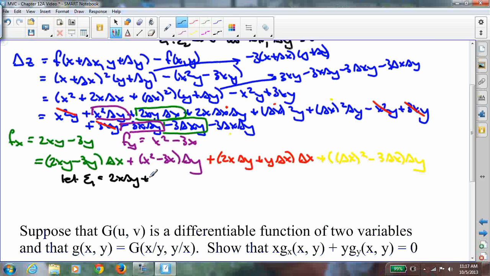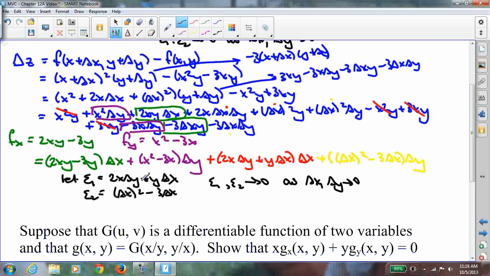And I hope I picked up every term that I can see. And I will say epsilon 1 and epsilon 2 approach 0 as delta x and delta y approach 0, which they do because they each have either a delta x or a delta y term in them, and therefore my proof is done. So, therefore, f is differentiable for all x, y.